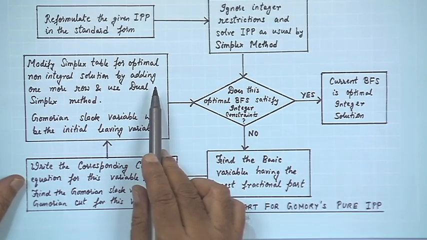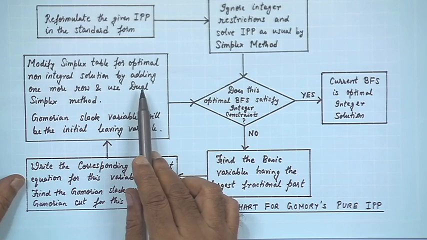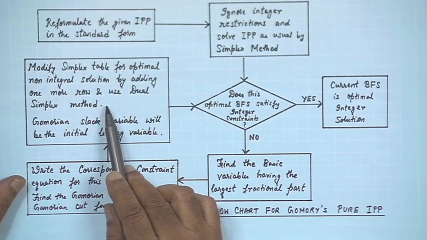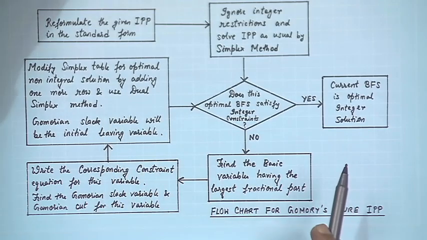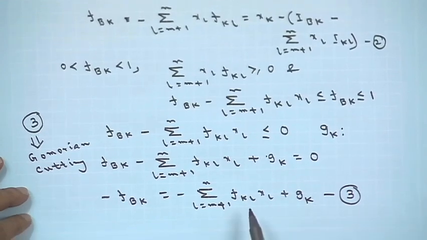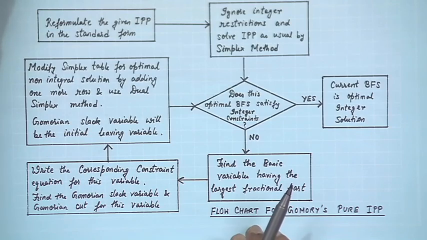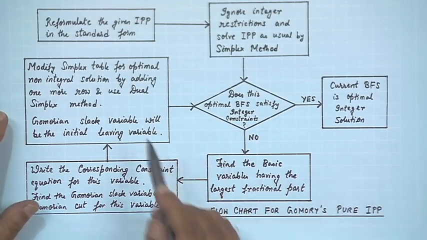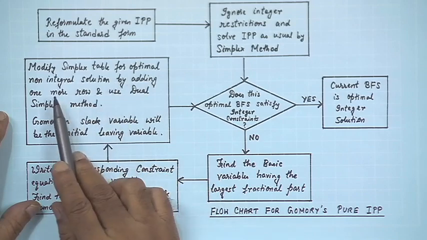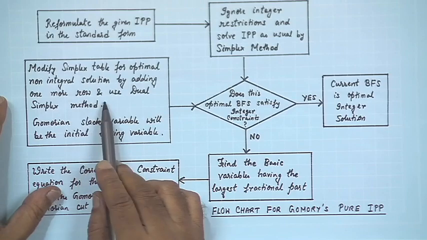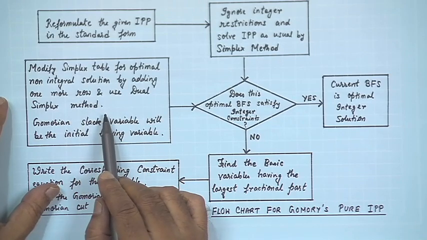Modify the simplex table for optimal non-integer solution by adding one more row and use the dual simplex method. Because in the last one, the value of the basic variable will be negative, so I cannot solve it by the normal simplex method. That is the reason we are writing here: modify the simplex table for optimal non-integer solution by adding this one more row and use the dual simplex method.